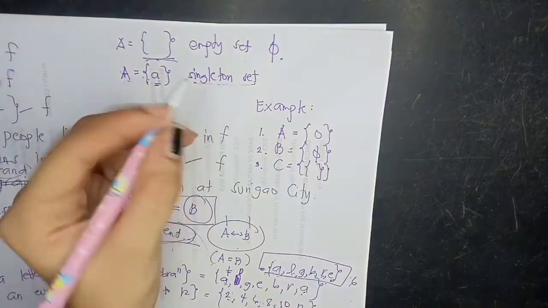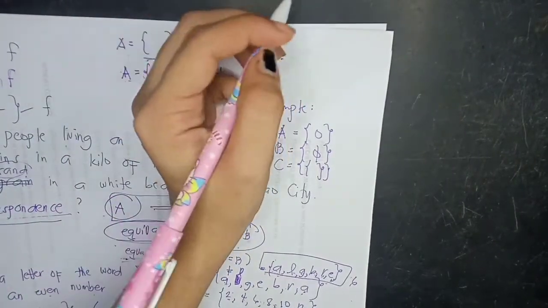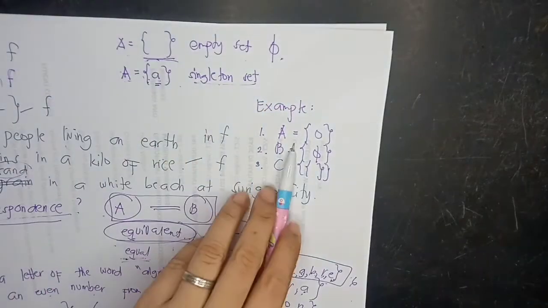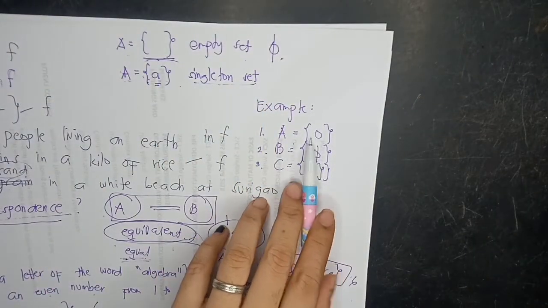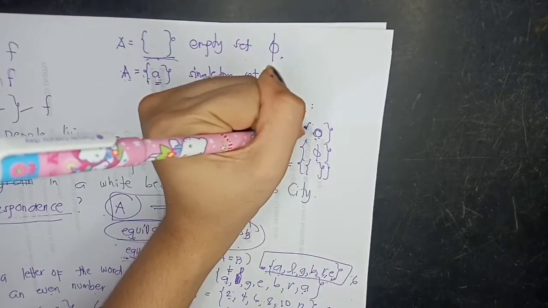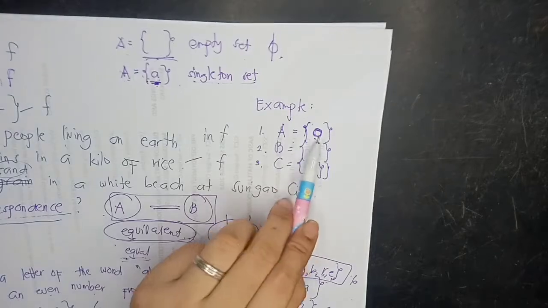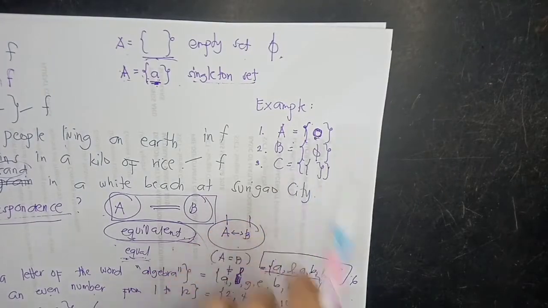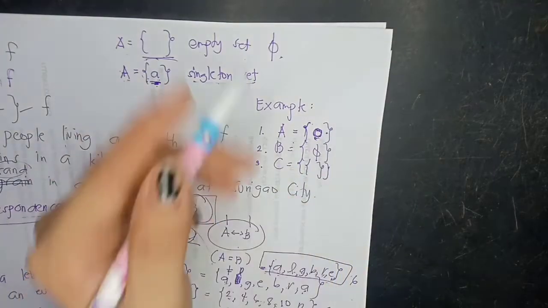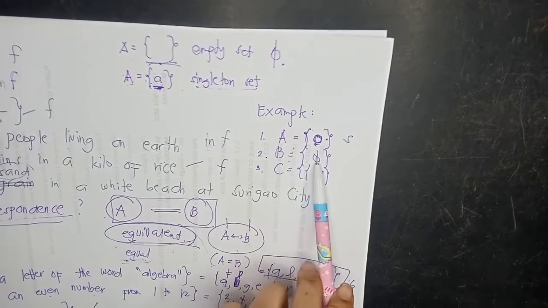So, here is an example. Determine which of the following are empty. First one, is this empty? No. It is a singleton because there is an element 0, which is this one. It has one element inside, which is 0. So it is not empty. It is a singleton.